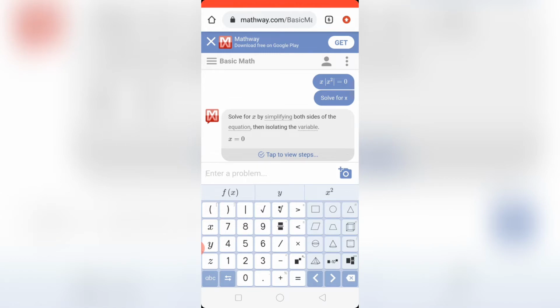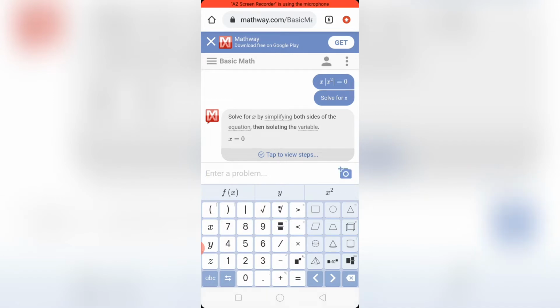You can also use the camera option here. If there are difficult and big equations, you can click a picture of the equation and get the answer for it. Let's do it.